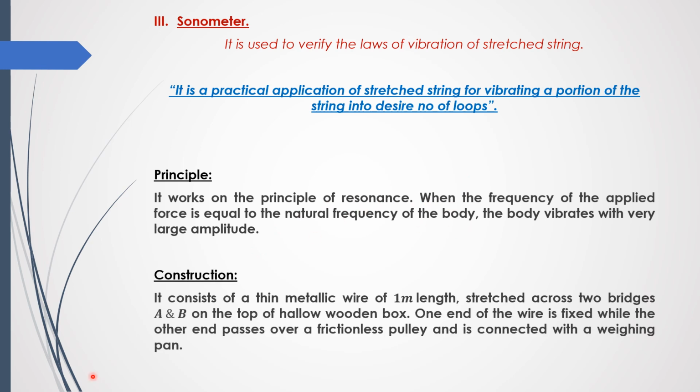Now, construction. Sonometer consists of a thin metallic wire of 1 meter length, stretched across two bridges A and B on the top of a hollow wooden block or box. One end of the wire is fixed, while the other end passes over a frictionless pulley and is connected with a weighing pan. So this weighing pan produces tension in the wire or string.